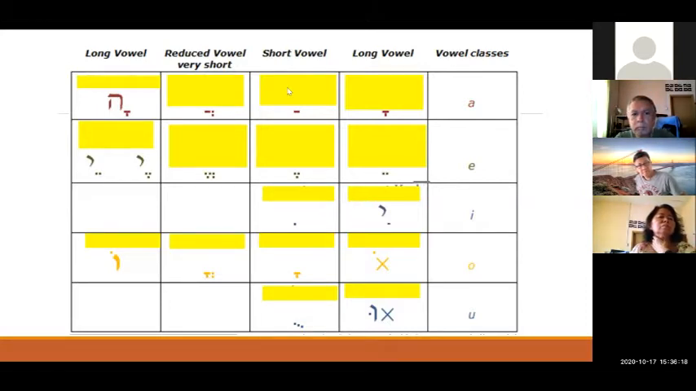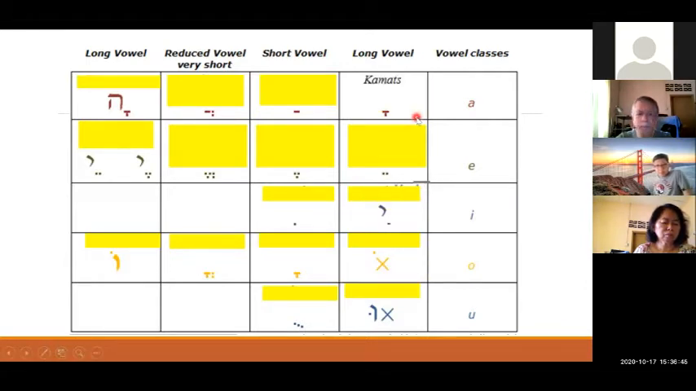Okay. So the first is the A class vowel. If you remember the long vowel, can anybody tell me the name? The name of the long A class vowel. If you're brave enough, go ahead, unmute and say it. Even if it is wrong, it doesn't matter. We are among friends. Kamats. Yes, kamats. Very good.